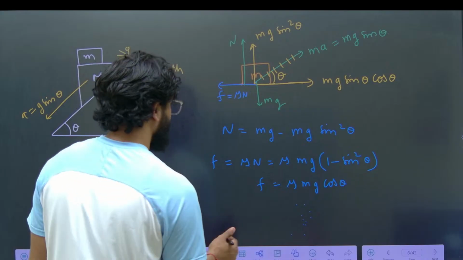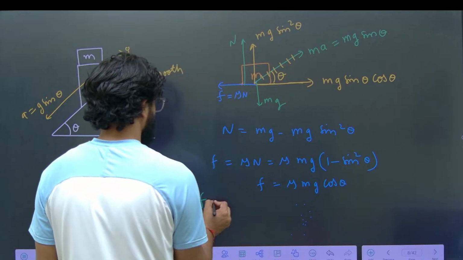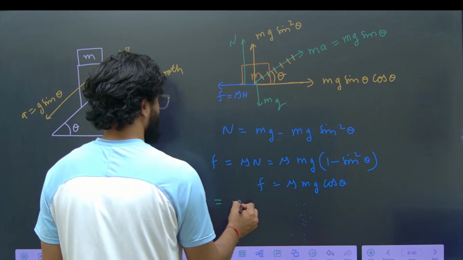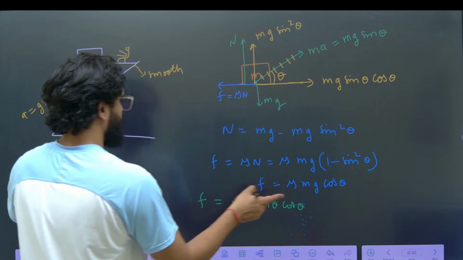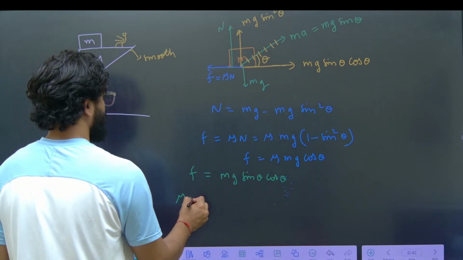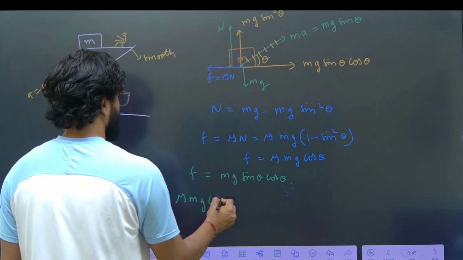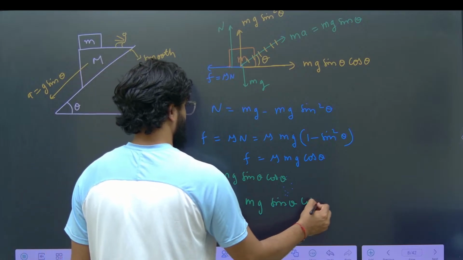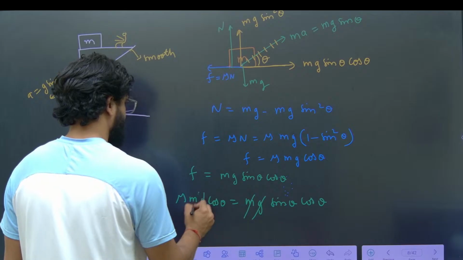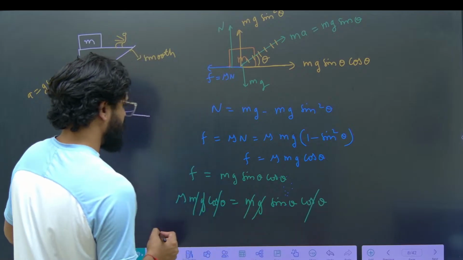sin theta cos theta, right? So friction should balance mg sin theta cos theta. Friction is coming out as mu mg cos theta. Please, please, please. It should be a very good number. It is looking that it will be a good number. Yes, correct.